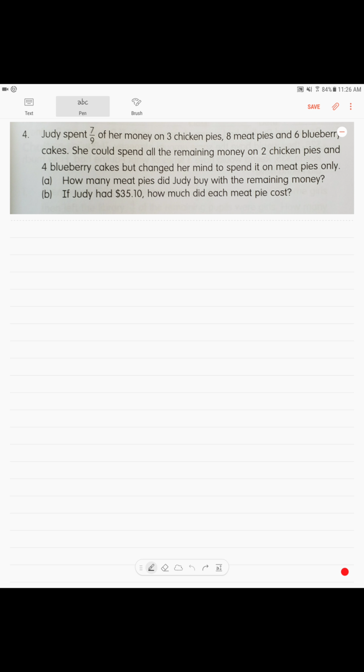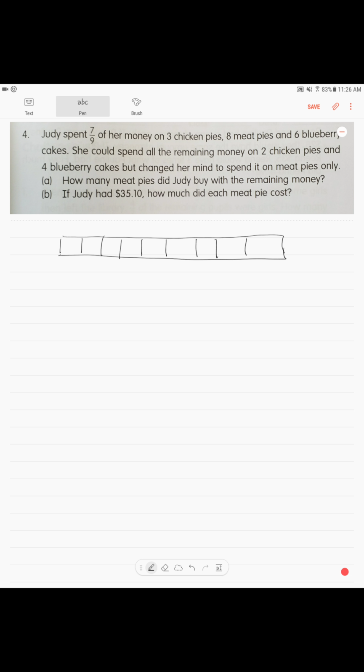Okay, let's proceed with the solution. Again, start with your model drawing. Let's draw it. Judy had total money, and this is what you draw, your total money. Judy spent 7/9 of her money on pies, so we clearly understand that we're going to have 9 units: 1, 2, 3, 4, 5, 6, 7, 8, 9. All right, we got it. Not very pretty, but you get the meaning.